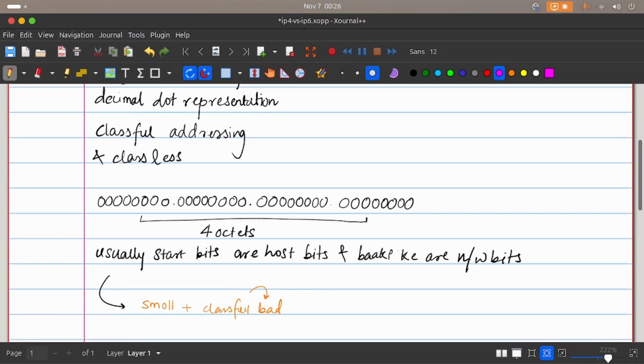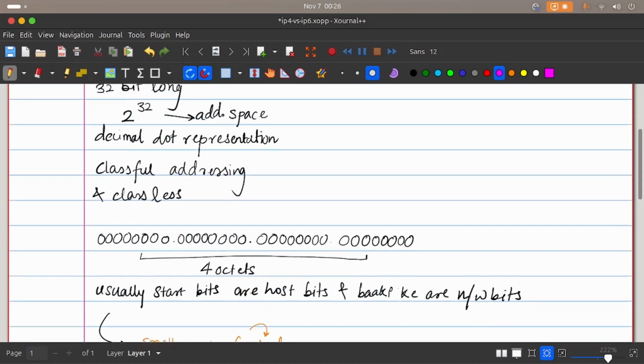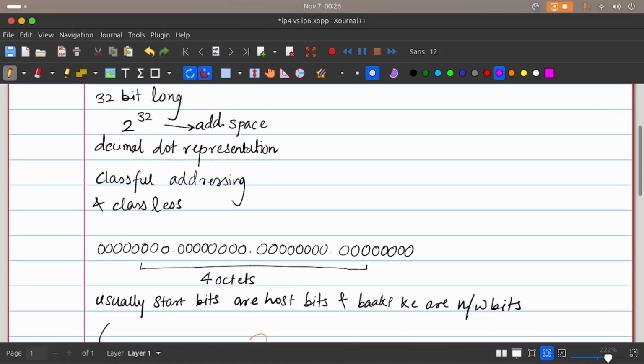Then again, just the basic format: there are 4 octets, and each octet has 8 bits. The class ranges and stuff I won't cover, because that comes under classful addressing.